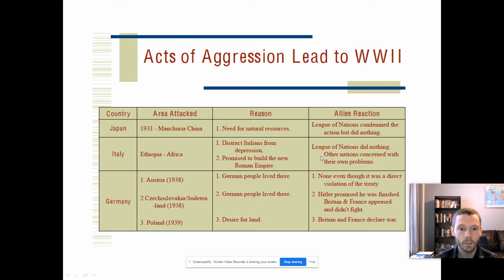This is one of those memories of the First World War. European powers, the American powers, they did not want to get involved. Isolationism really became a major thing at the time. They have their own problems to deal with.